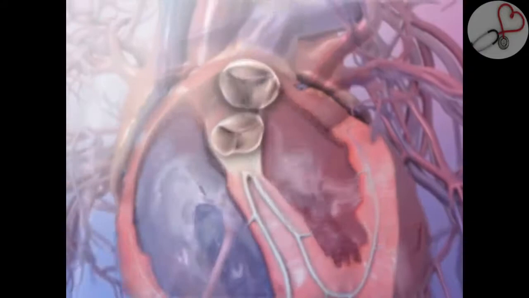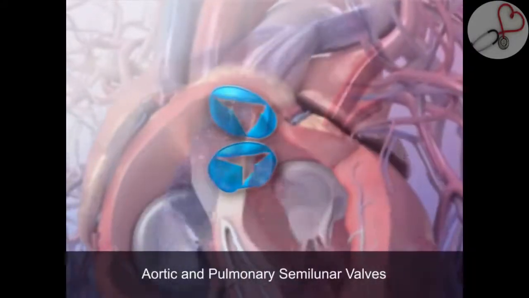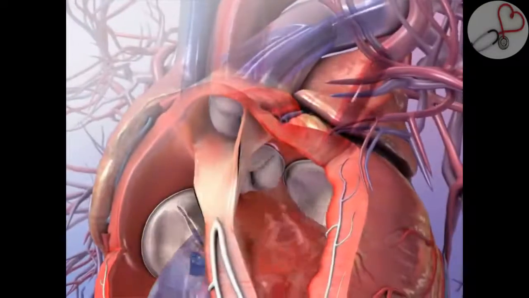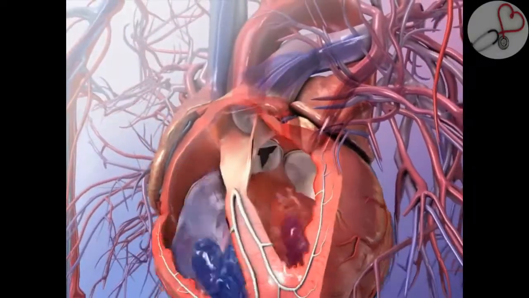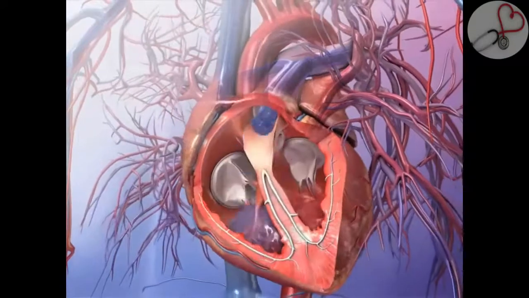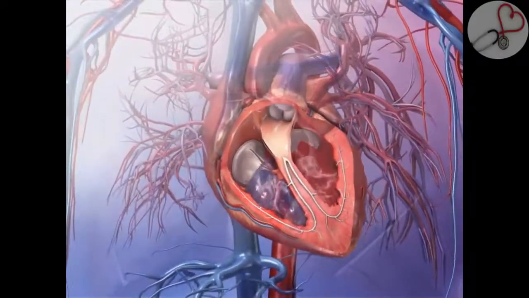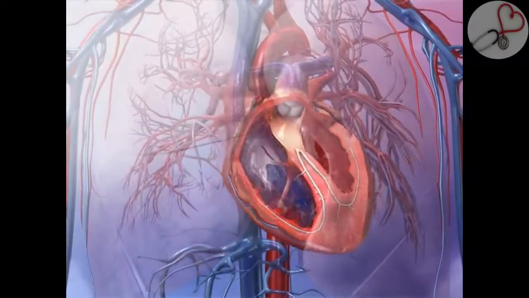The other 2 valves are the aortic and pulmonary semilunar valves. These valves prevent the backflow of blood into the segment it just exited. Each of the 4 valves is composed of flaps called leaflets or cusps, which prevent backflow of blood in the wrong direction.